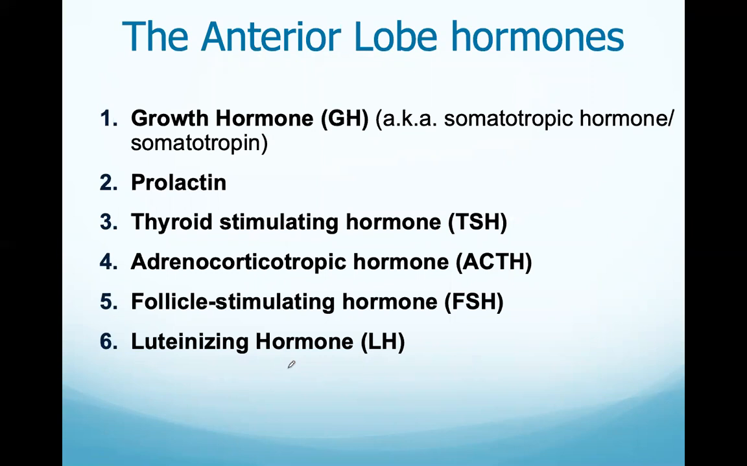The anterior pituitary gland releases these hormones. There are other hormones which I'm not discussing right now. Growth hormone, shorthand GH, also known as the somatotropic hormone or somatotropin. Prolactin, thyroid stimulating hormone or TSH. Adrenocorticotropic hormone or ACTH. Follicle stimulating hormone, FSH, and luteinizing hormone, LH.